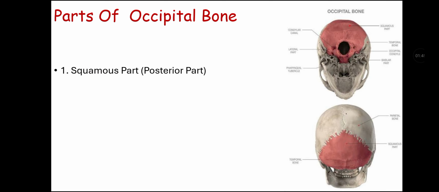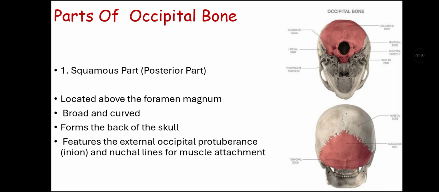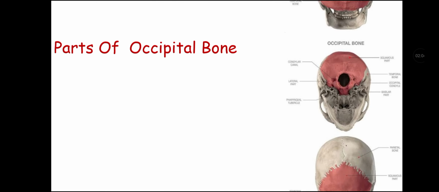First we have squamous part or posterior part. It is located above the foramen magnum. It is broad and curved. It forms the back of skull, as you can see here in the diagram. It has features like external occipital protuberance, that is also called as inion, and nuchal lines for muscle attachment.